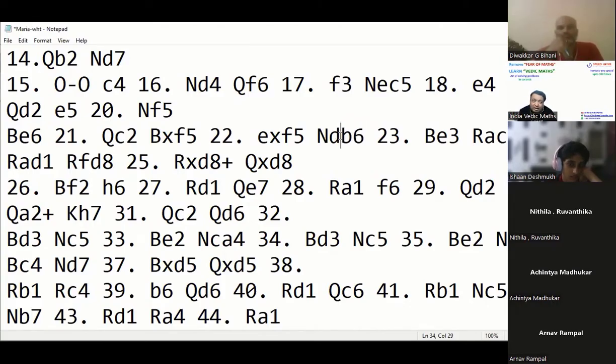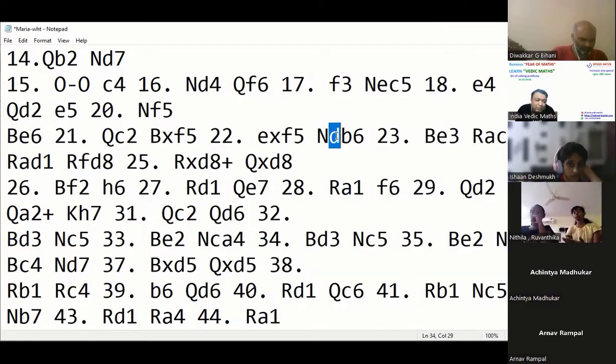So why is d there? Because on the board there will be two knights. Both can come to b6. So the knight who was on the d square is the one that came. Both knights can come to b6, so how do you know which one came? They wrote Nd because the knight which was on the d file came to b6. Shall I show you the game?